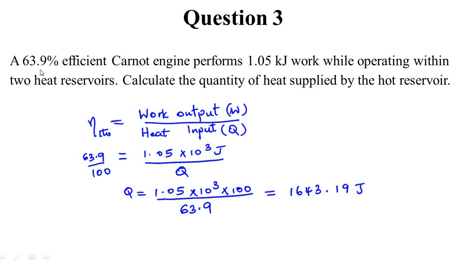And remember, we have efficiency as 63.9 over 100, that is percent, equals the work output. Already you can see the work performed is 1.05 kilojoules, that is 10 to the power 3 joules, over Q, which is the heat supplied. So making Q the subject of the formula, you'll end up with Q equals 1.05 times 10 to the power 3 times 100 divided by 63.9. With a calculator you get 1643.19 joules. Very simple way of looking at this question.